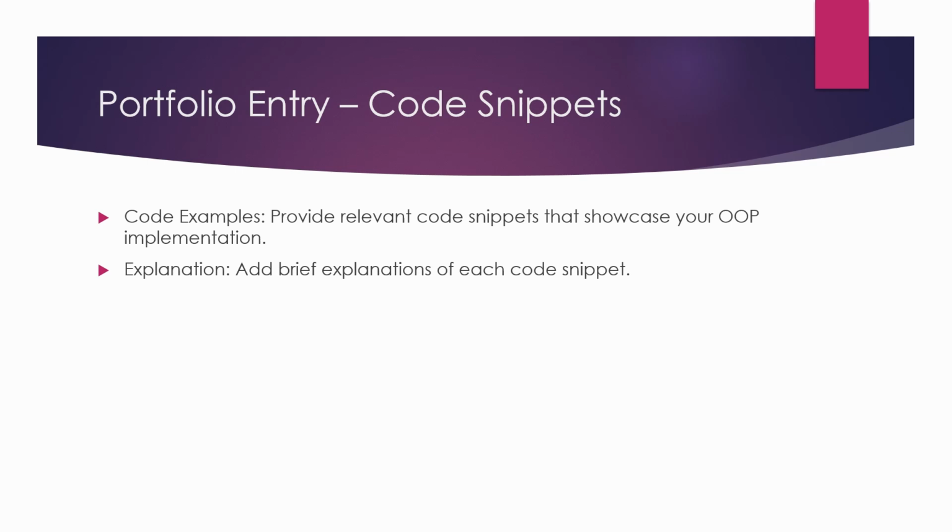To further demonstrate your skills, include relevant code snippets in your portfolio. Choose examples of code that showcase your understanding of OOP concepts such as class definitions, method implementations, and object interactions. Briefly explain each snippet so that potential employers can understand the logic behind it.